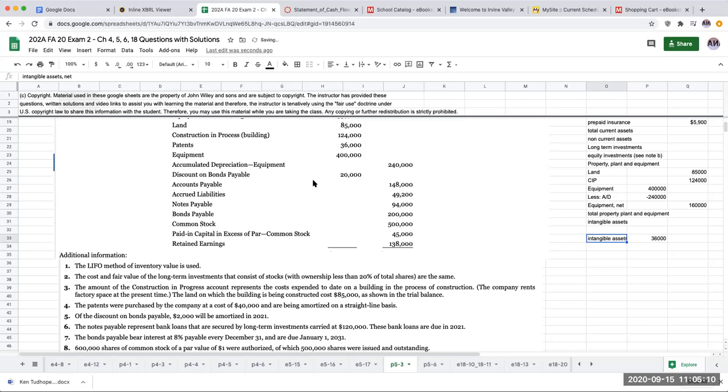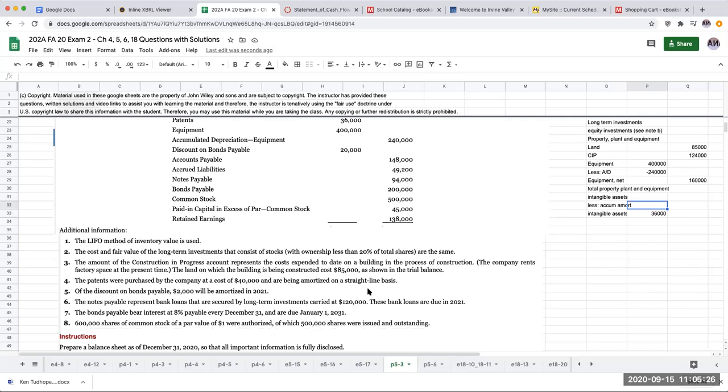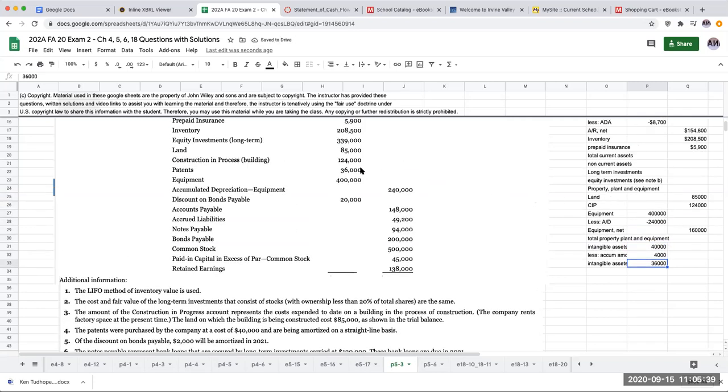And I do not see an account on here for accumulated amortization. So what this is telling me is that the accumulated amortization is at 4,000. And why did I get this? It's because here it tells they were purchased by the company at a cost of 40,000. So that must mean if it's on my books at 36, they took 4,000 worth of amortization. So here we've got our intangible assets total here at 36,000.